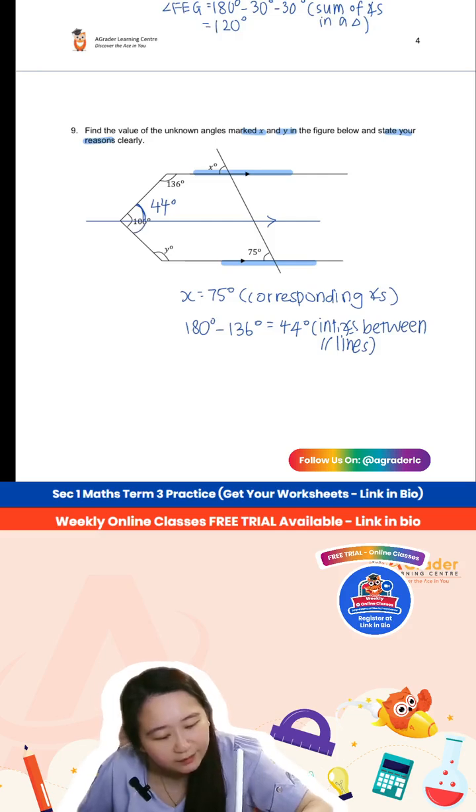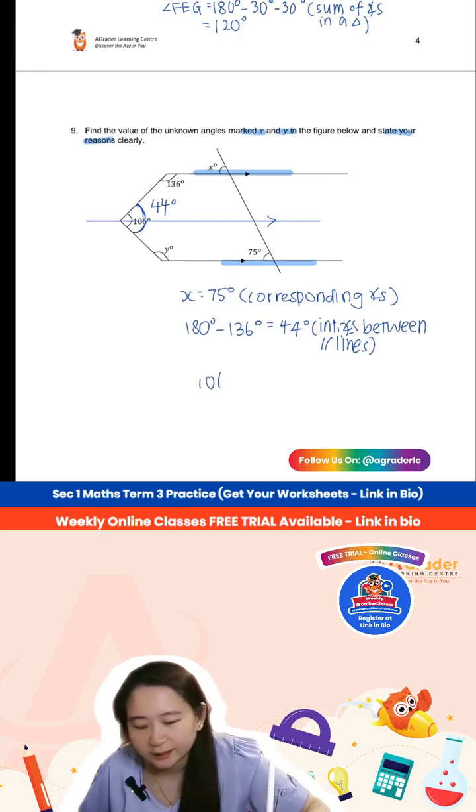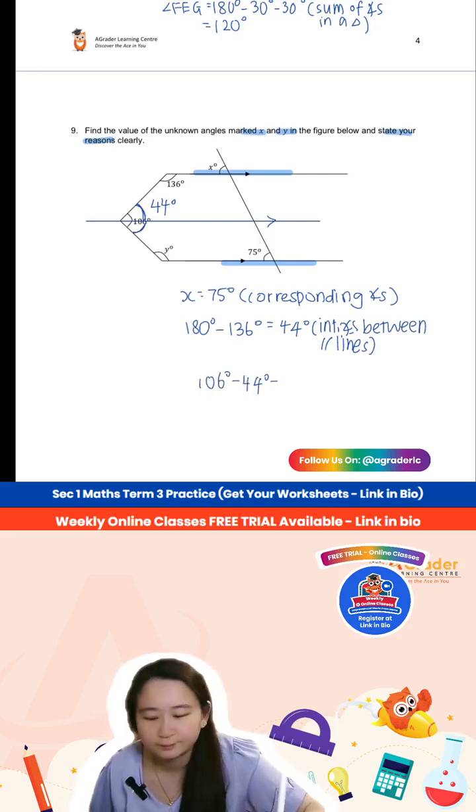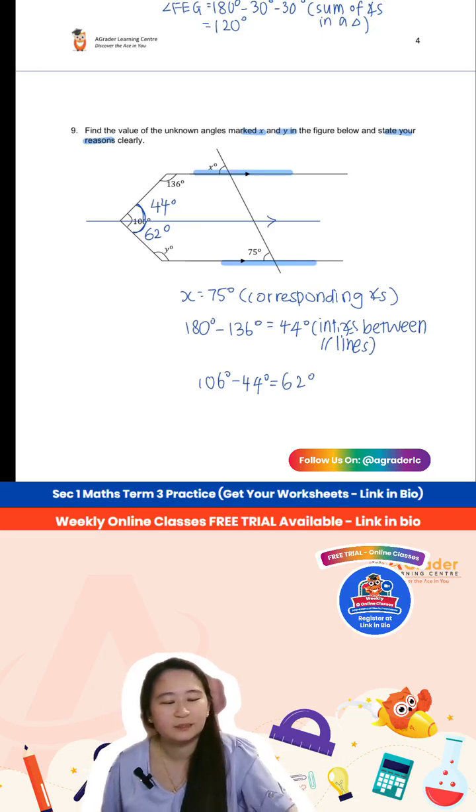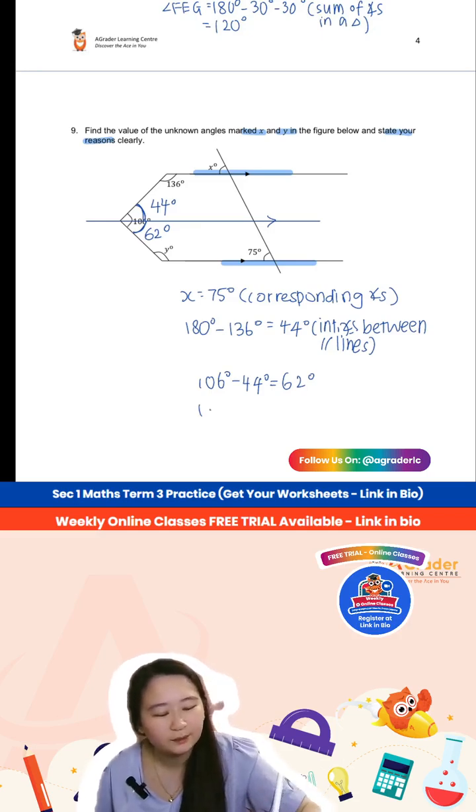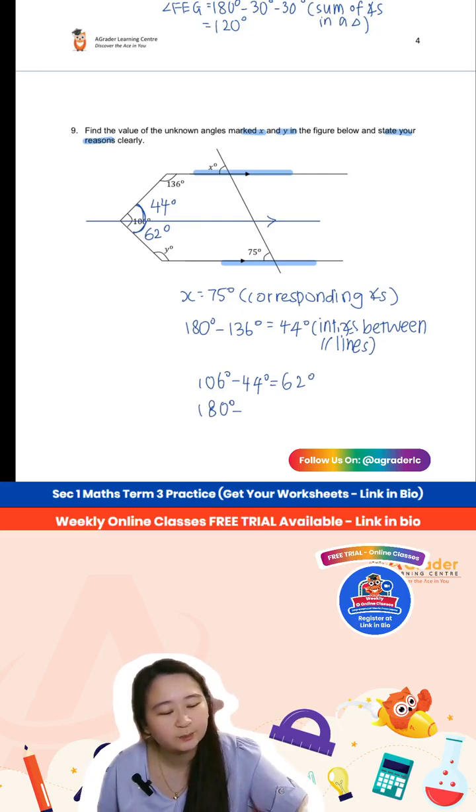With that, we can find this. We take 106 minus 44. So here is 62 degrees. Then we can find angle Y. Same thing, using interior angles between parallel lines. So you should get 118 degrees.